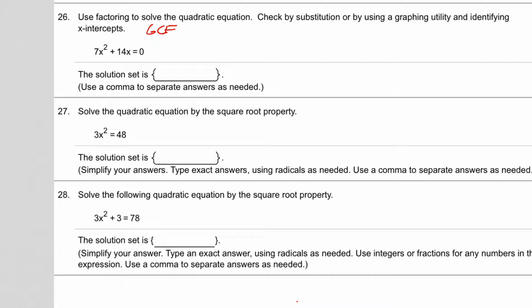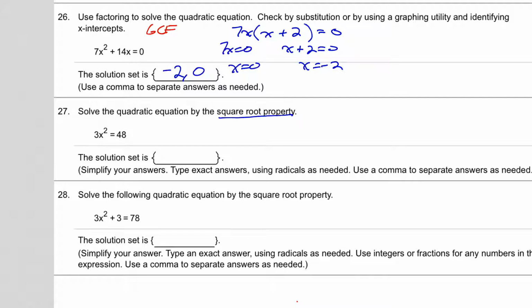So that's going to be 7x. This could be 0, this could be 0. So x is 0 and x is negative 2 here. So negative 2, 0. I like to put it in the correct order, but it's not necessary.